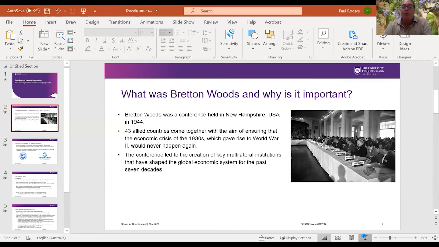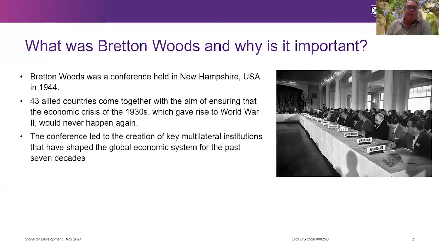So what was Bretton Woods and why was it important? I'm not sure if many of you would know what Bretton Woods was, but it was a conference that was held by the Allied nations. So the Allies in World War II, the US and USSR and France, the UK, who came together with the aim of putting in place a system that would prevent the economic crises that had ravaged the world in the World War, and they didn't want that to ever happen again.